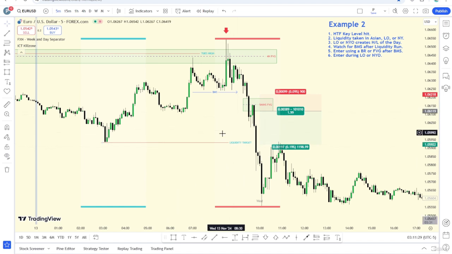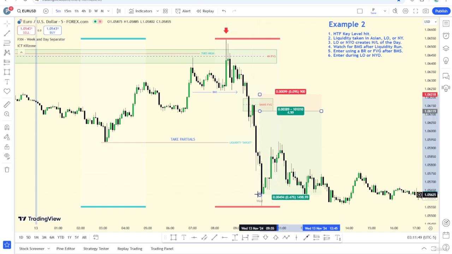I'll say that this is a very good area to take partials. You can take partials here once that London low is run right there. This is at 9:50 a.m., so we still have time within the New York session. You can see the market actually dropped aggressively, creating a low at 10:05 a.m. during New York session.